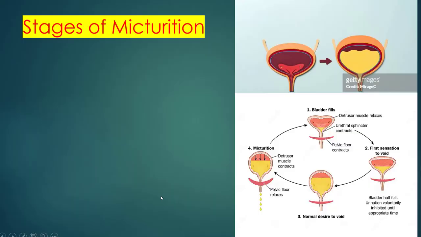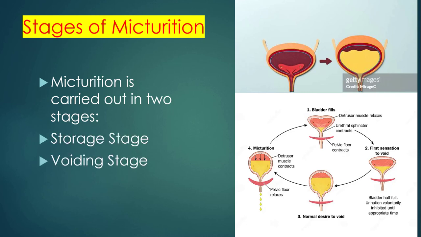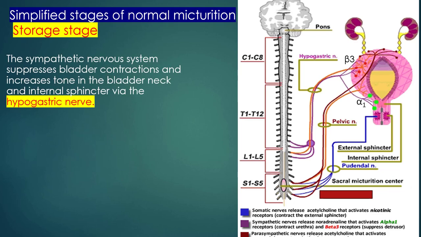Stages of micturition. Micturition is carried out in 2 stages: storage stage, and voiding stage or micturition stage. Simplified stages of normal micturition. Storage stage. The sympathetic nerve suppresses bladder contraction and increases tone in the bladder neck and internal sphincter via the hypogastric nerve. As we know, urine is formed in the kidney.